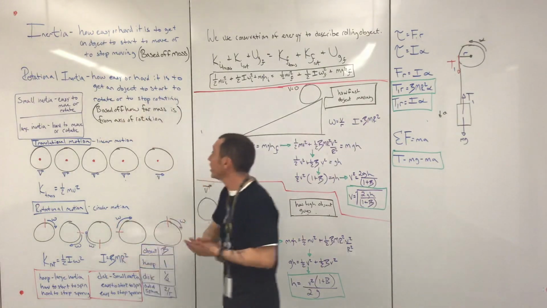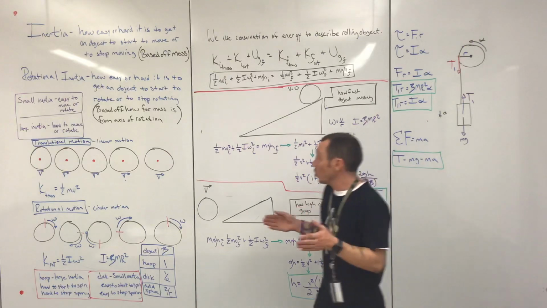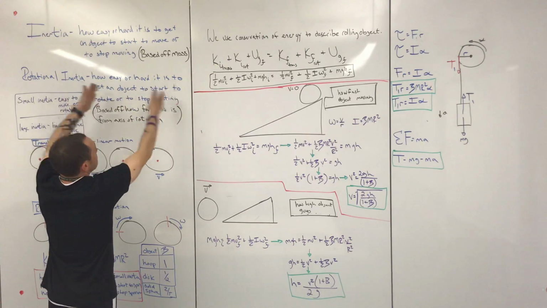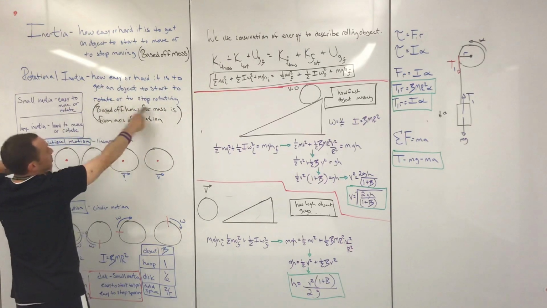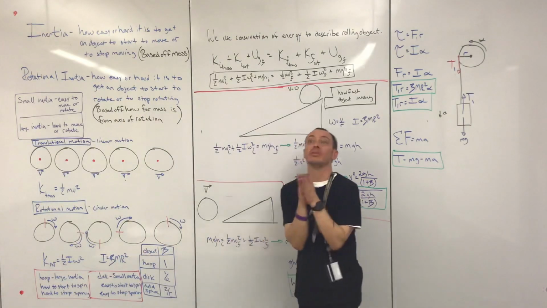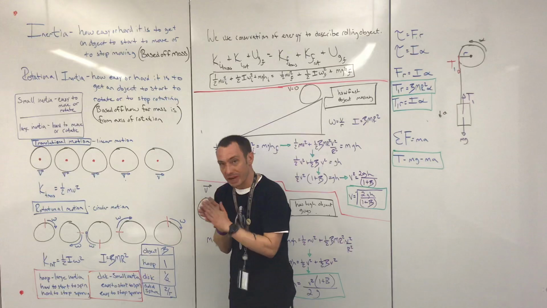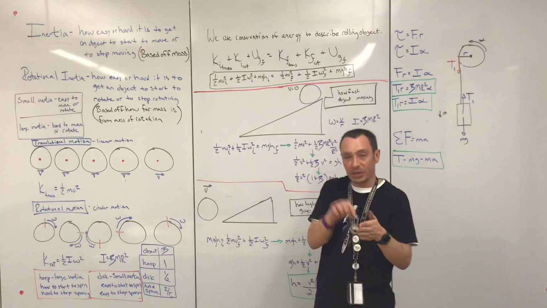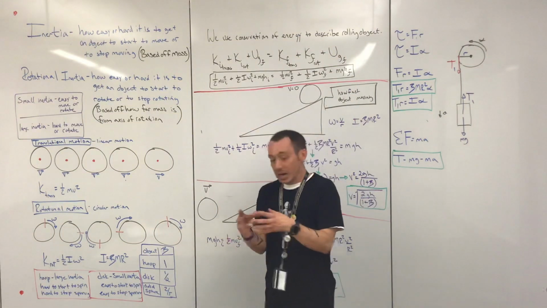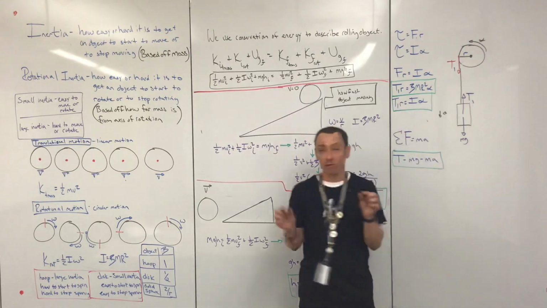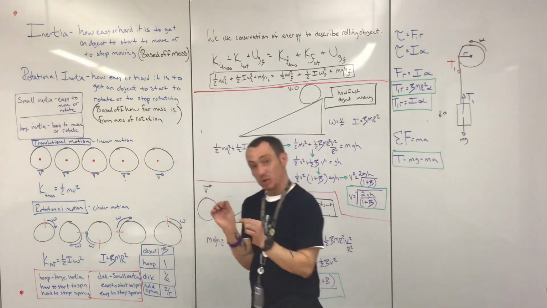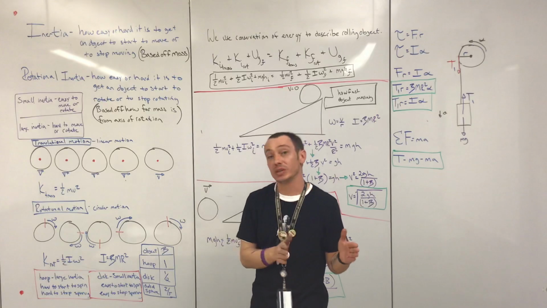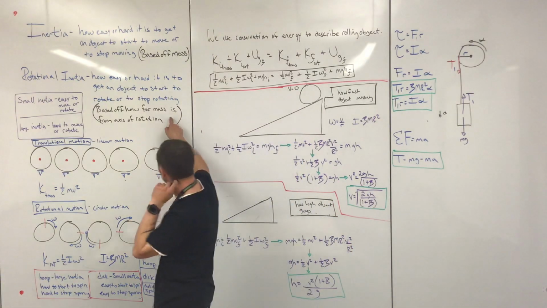Just like with linear inertia, with rotational inertia, instead of just mass, the rotational inertia is based off of how far the mass is distributed from the axis of rotation. So wherever the thing is spinning on, how far away is the force being applied? Sometimes it's just the weight of the object, sometimes it could be pulling on it. How far from the axis of rotation is the mass distributed? That's super, super important.